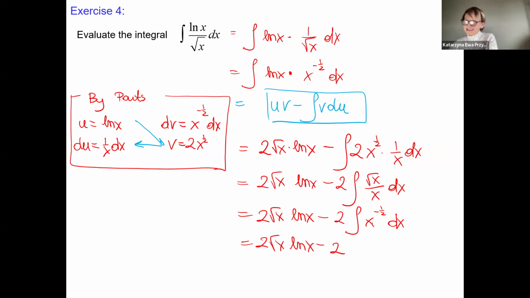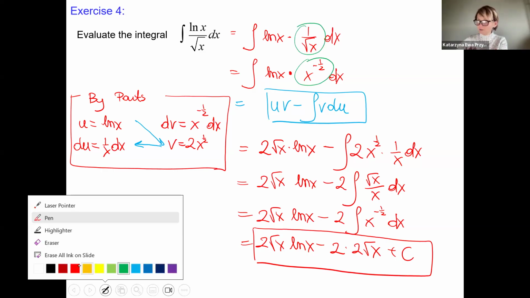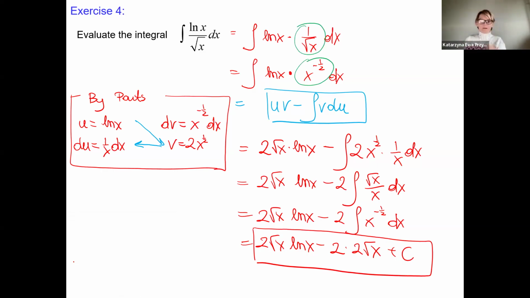Integral of x to the -1/2, again, is the same exercise. 2 root x, which will be 4, 2 times 2. Okay. Also a nice integral. But please notice that we're using not square root of x, we're using 1 over x, because we have to see the product.